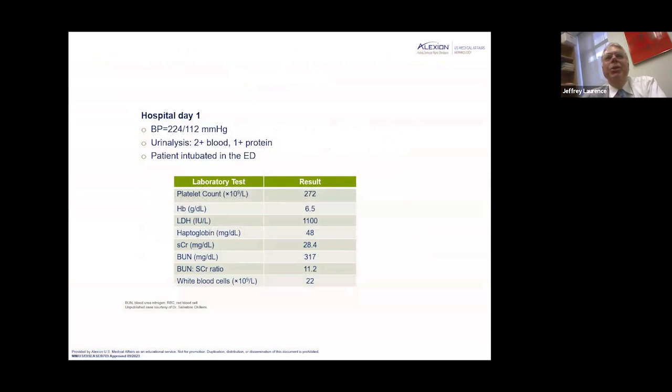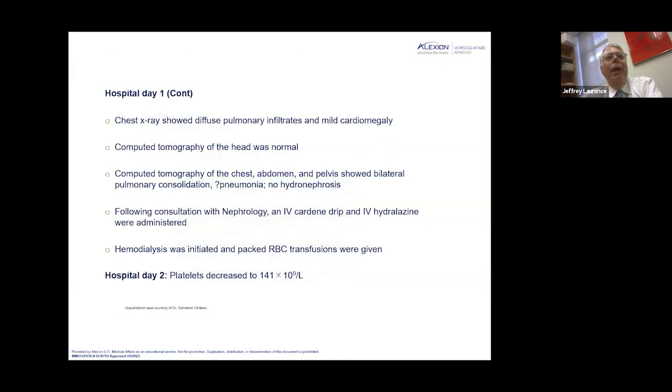Hospital day 1, his platelet count was 270,000, but his hemoglobin was low. His LDH was over 1,000. His haptoglobin was low. His serum creatinine was really high. Well, he's got malignant hypertension. Blood pressure of 220 over 110. And he was intubated. He had bilateral pulmonary infiltrates, which they said maybe is related to his creatinine of 28, so he's got some pulmonary edema.